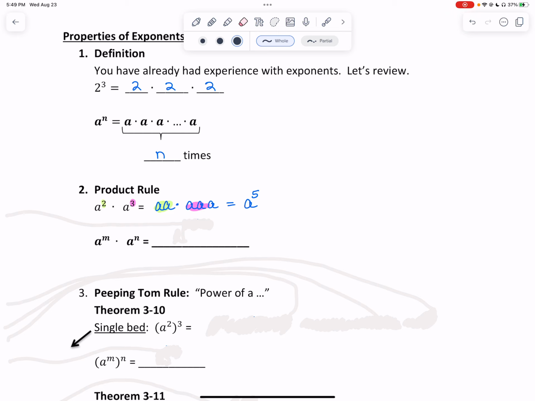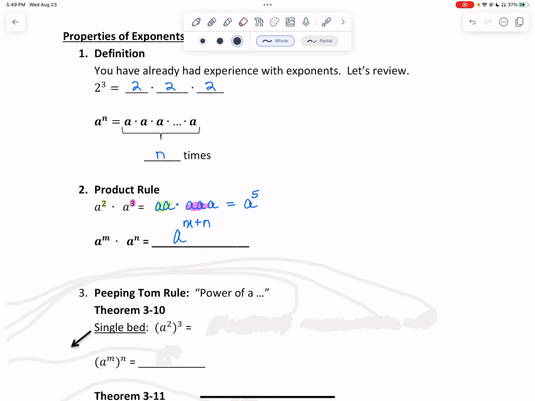So what did you do to the 2 and the 3 to get a 5? You just added them, right? Okay, so we're just going to add those numbers together. Of course, math people have to be geeks and put all letters up there, but you're just going to add those together.